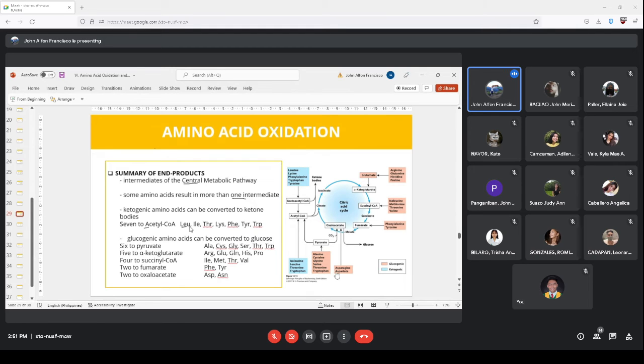Example is leucine, isoleucine, threonine, lysine, phenylalanine, tyrosine, and tryptophan.